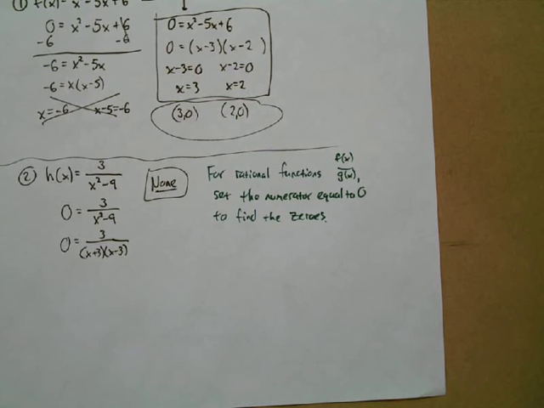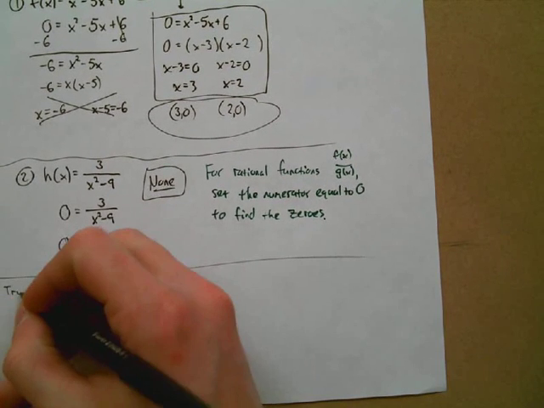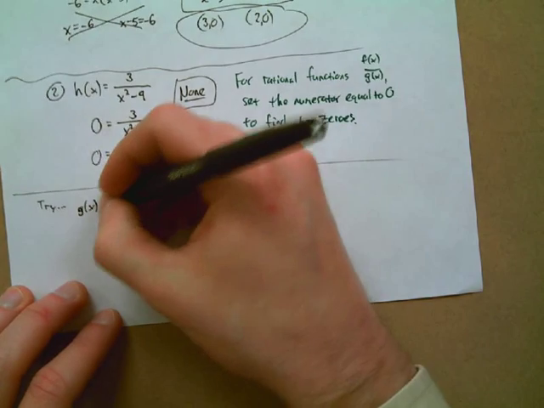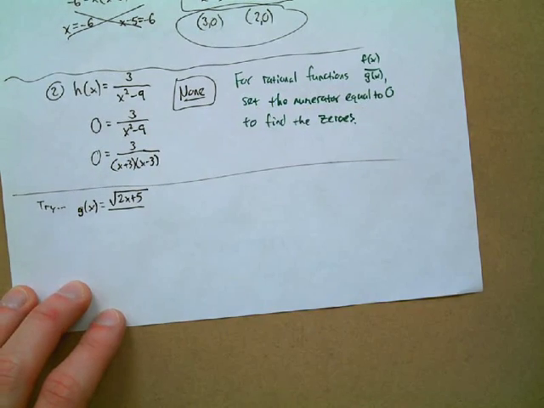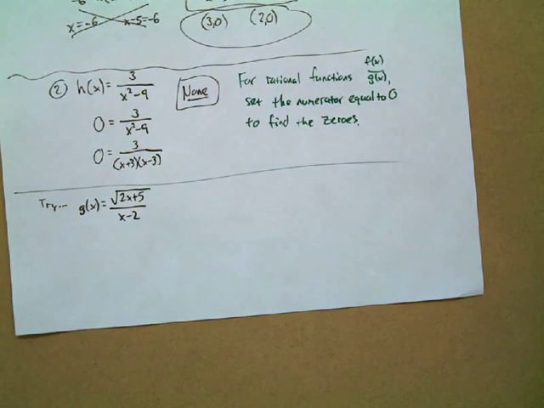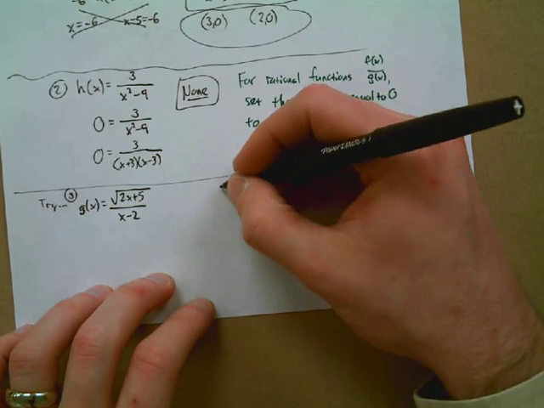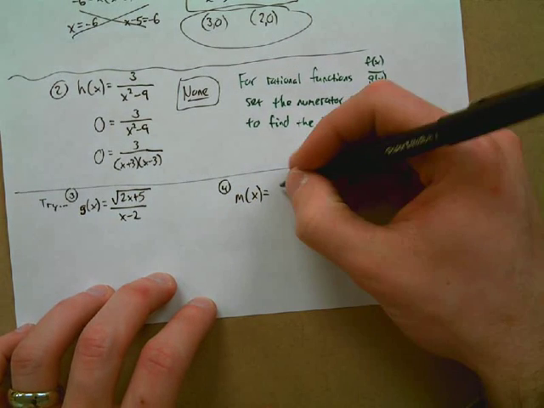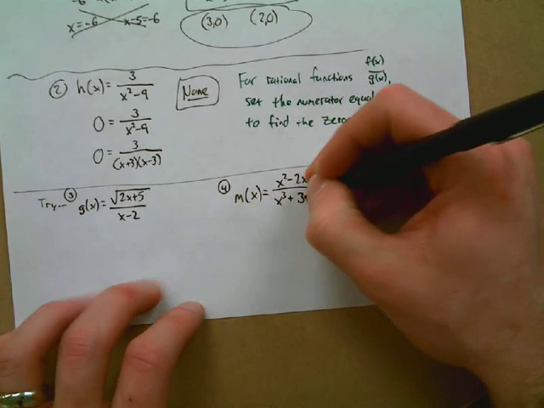We're doing the work here. You guys are going to try one. So try g of x equal to the square root of 2x plus 5, over x minus 2. That's number 3 in this case. And then I also want you to try m of x equals x squared minus 2x, all over x cubed plus 3x. And again, just find the zeros. That's all we're doing here. Well, sorry, I'm not asking you to find domain restrictions here. Just identify any zeros.